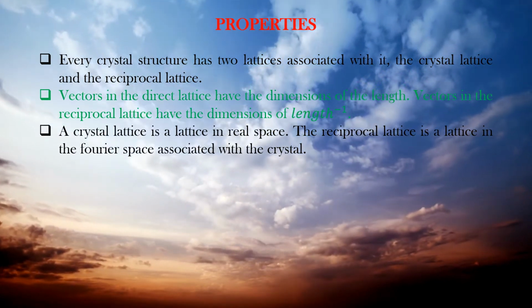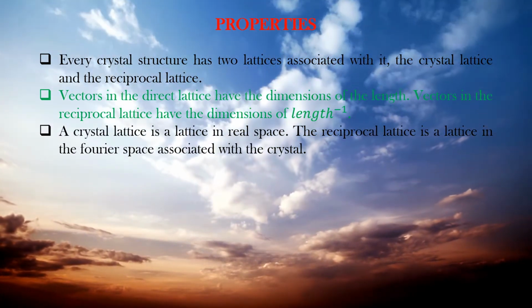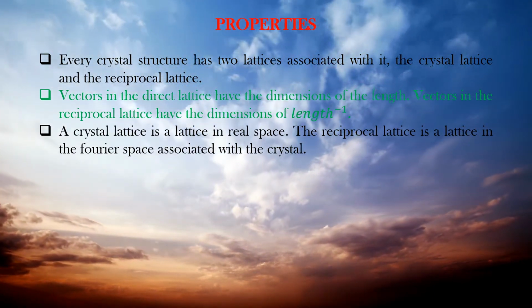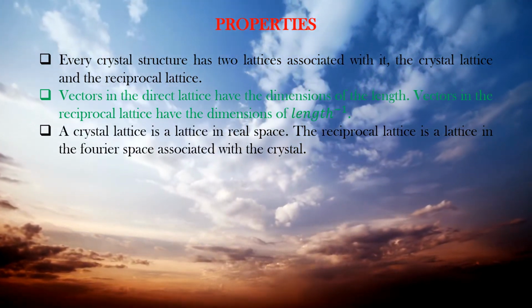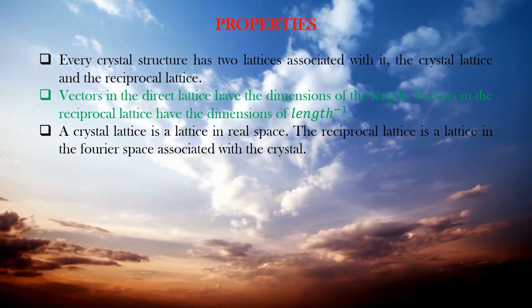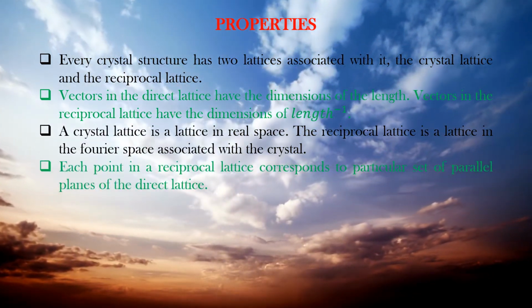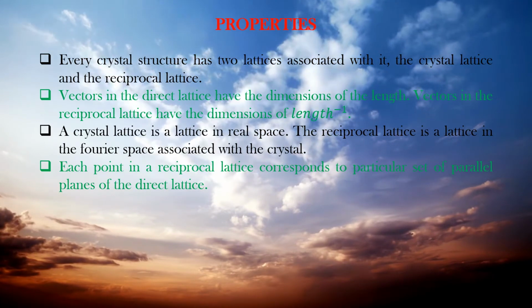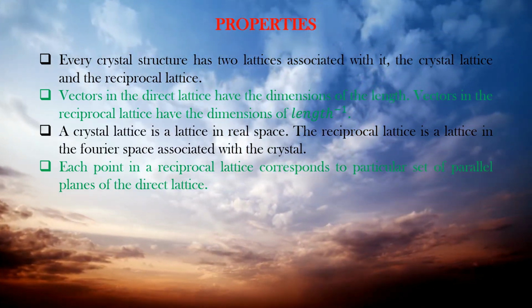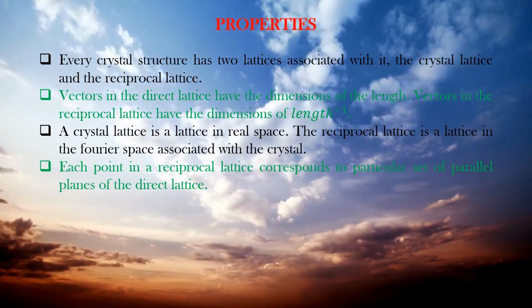So a crystal lattice is a lattice in real space, and the reciprocal lattice is a lattice in the Fourier space associated with the crystal. So each point in a reciprocal lattice corresponds to a particular set of parallel planes of the direct lattice.